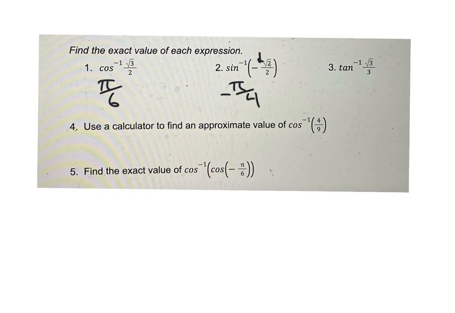And the last one says, where is tangent square root of 3 over 3? Because there's two threes, it's pi over 6. And because it's positive, it's positive.